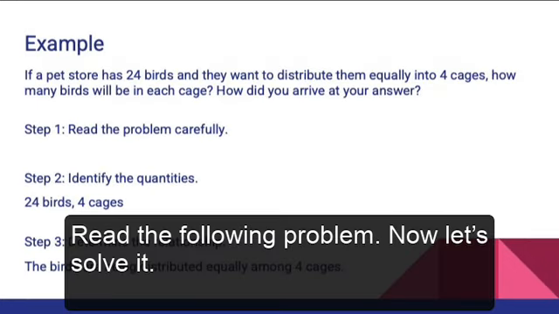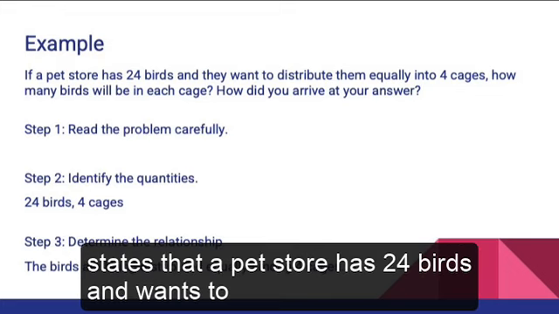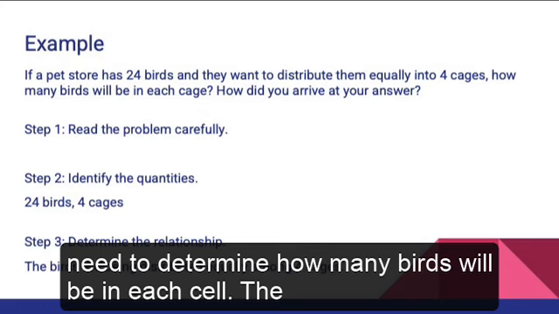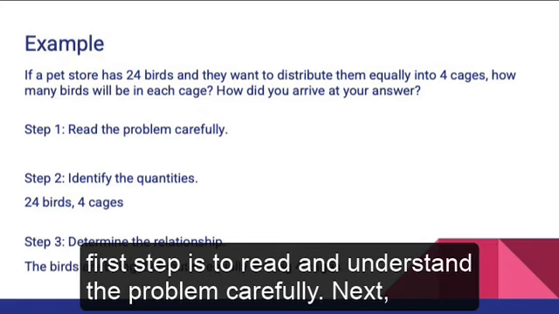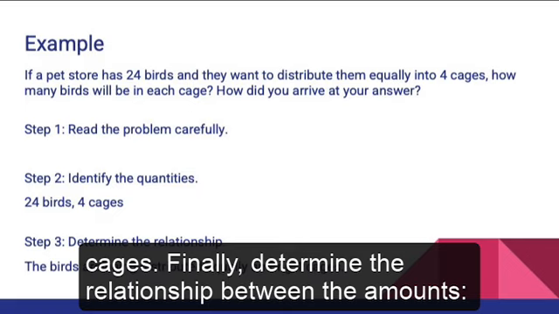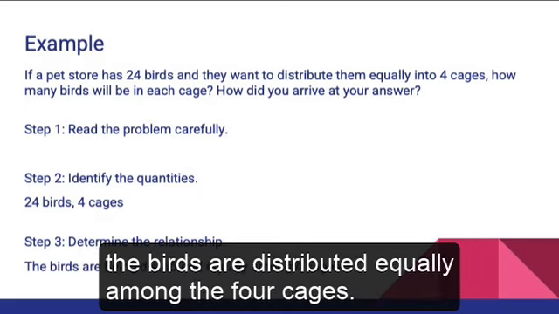Read the following problem. Now let's solve it. The problem states that a pet store has 24 birds and wants to distribute them equally into 4 cages. To solve this, we need to determine how many birds will be in each cage. The first step is to read and understand the problem carefully. Next, identify the quantities involved, which are 24 birds and 4 cages. Finally, determine the relationship between the amounts. The birds are distributed equally among the 4 cages.